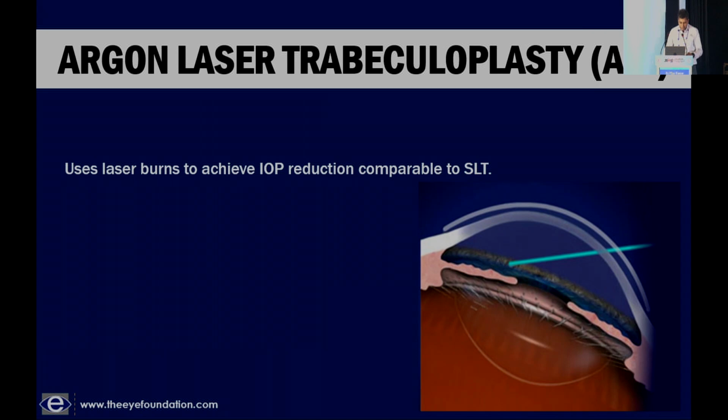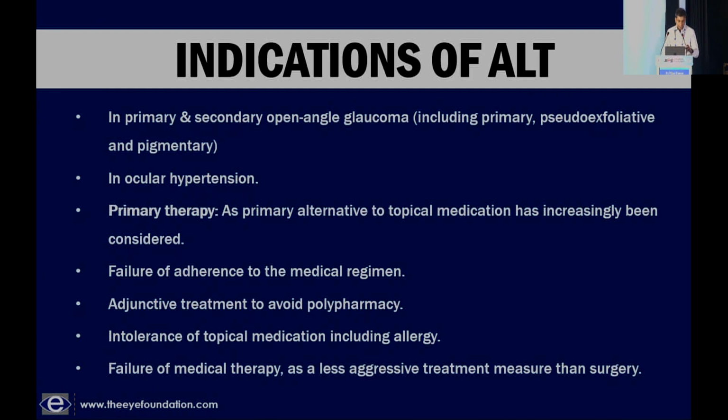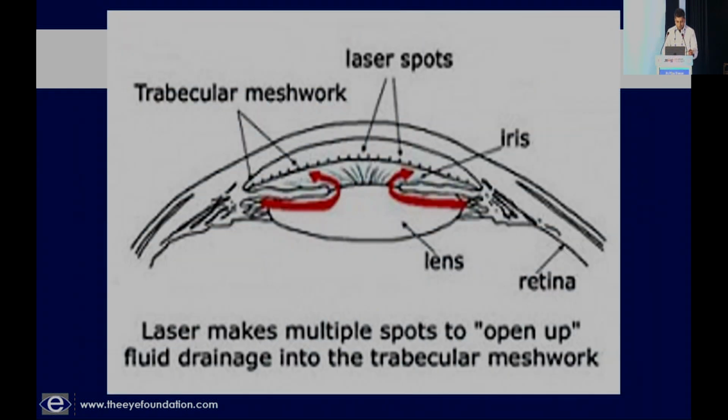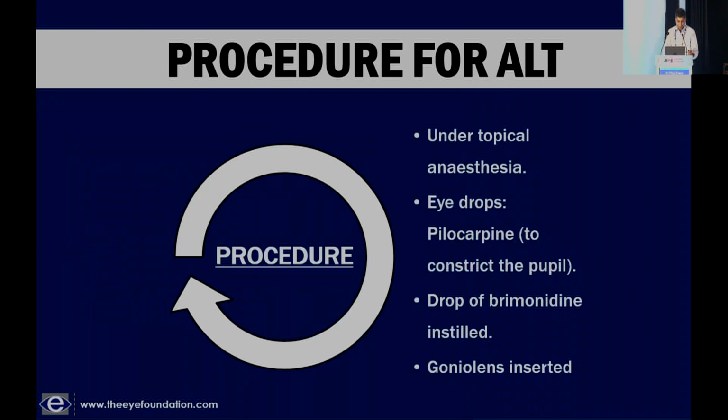Argon laser trabeculoplasty also uses laser burns to achieve intraocular pressure reduction comparable to SLT. The primary indications are very similar to SLT, which are primary and secondary open angle glaucomas, ocular hypertension, and failure of adherence to medical regimen, as an adjunct to avoid polypharmacy. The mechanisms overlap with SLT, with both mechanical and biochemical changes resulting in improved outflow. But in case of ALT, there is more thermal damage to the trabecular meshwork, hence repeat treatments are generally avoided.